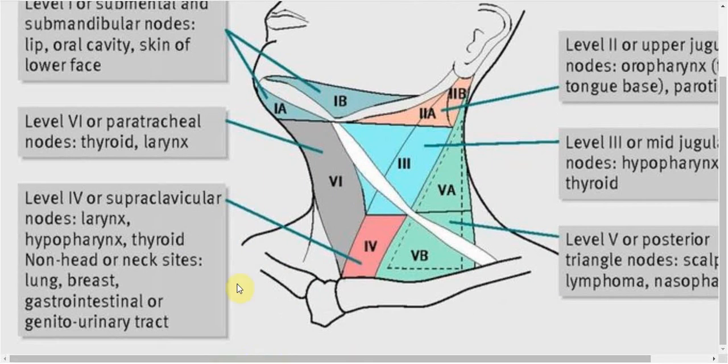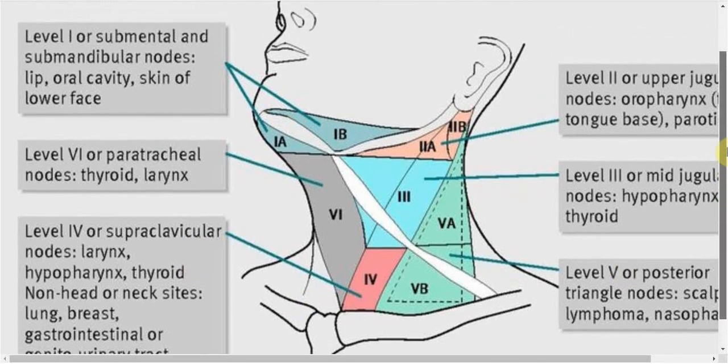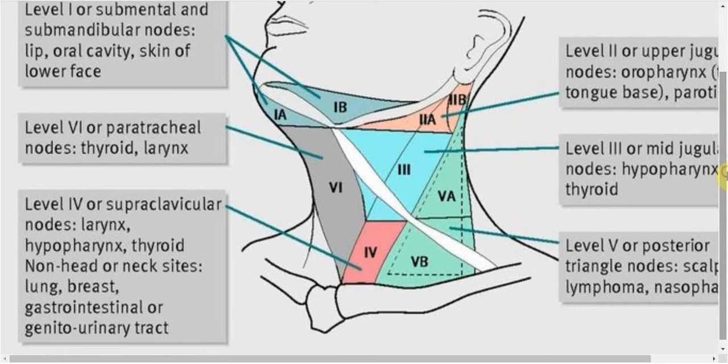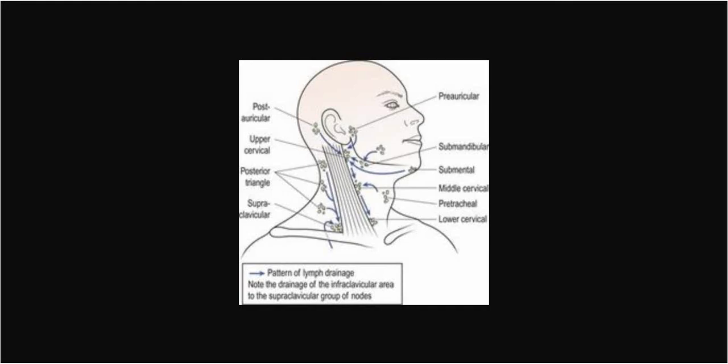So this is the fourth area, right? And you can see the drainage areas quite clearly. Again, you can see the pre-auricular lymph node, you can see the post-auricular, you can see the buccal, you can see the submandibular, you can see the submental.